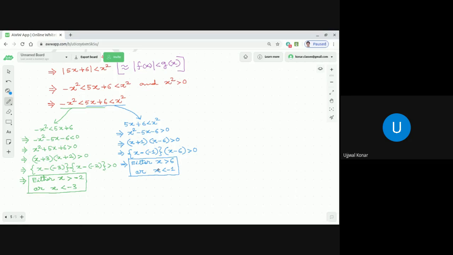Now what we need to do? Our ultimate solution has to be satisfied by both the solutions, the one in the green box and the one in the blue box, correct or not? The best way is to draw a number line and represent everything on it, and then you will find how efficiently we are able to find that solution. So let me draw the number line.